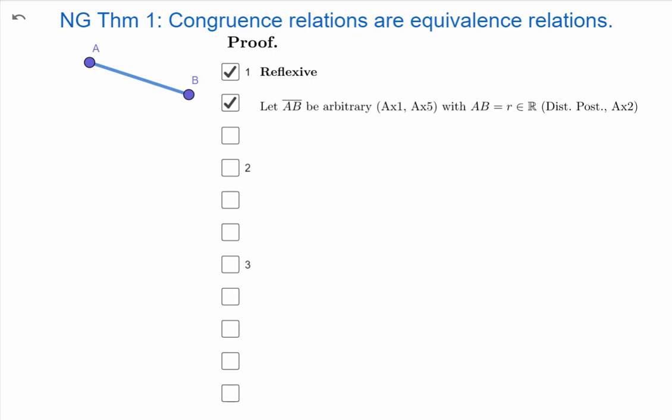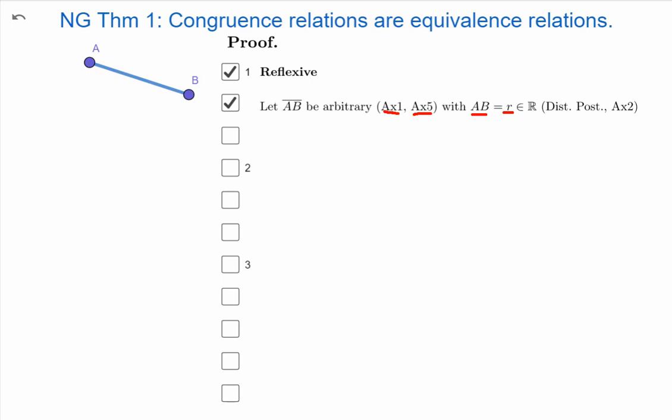So first up, reflexive: let some segment AB exist and be arbitrary. By the way, why can we do this? It's important to remember your axioms. Axiom 5 says that at least 3 non-collinear points exist, so there's 2. And axiom 1 says that between any 2 points, a unique line is on them. Now the distance postulate says there's a real number r that's equal to the distance between the endpoints of the line segment.